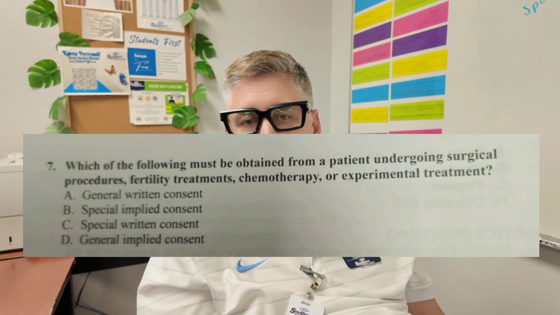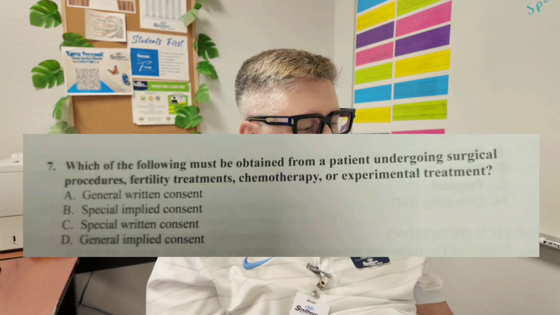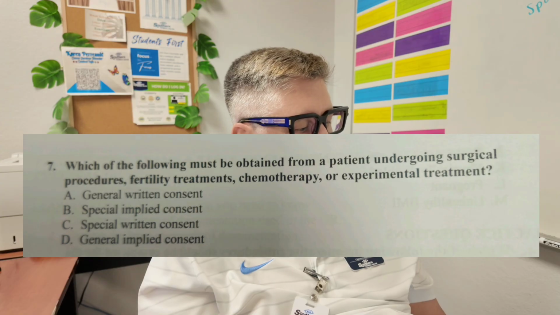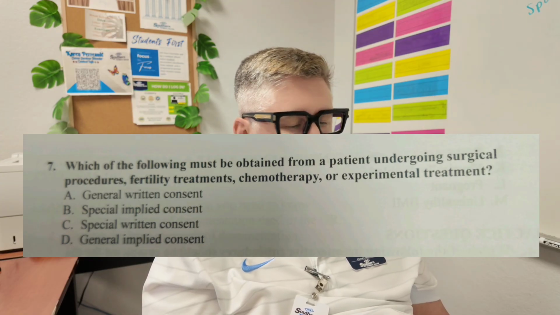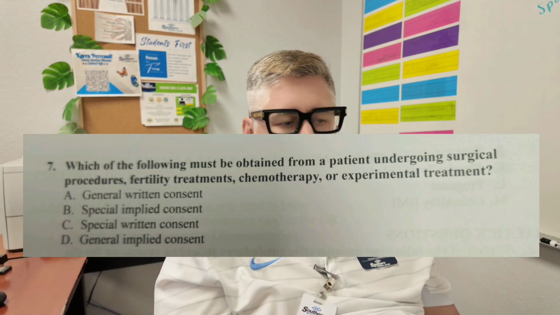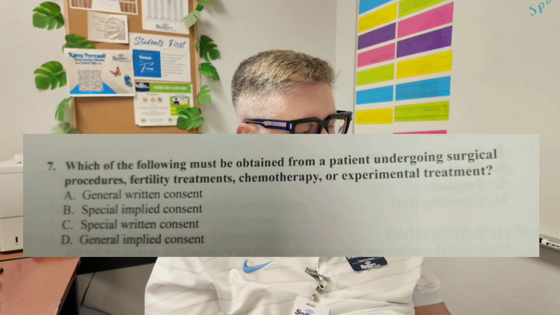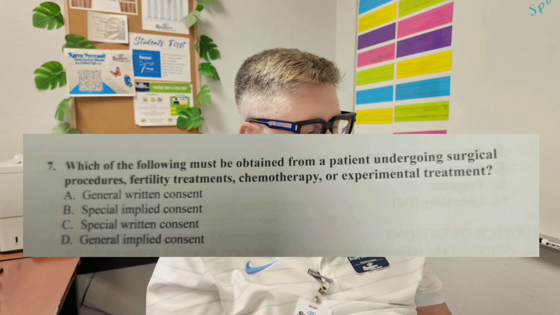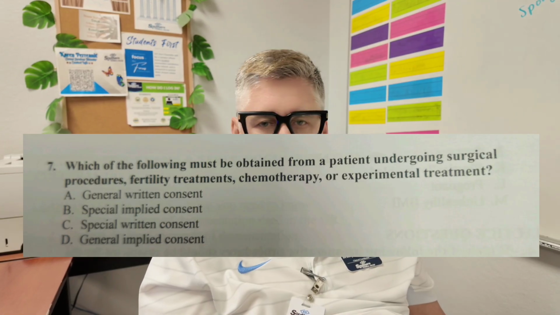Anyways, on to the next question, right? Question number 7, we'll pull that up on the screen. Which of the following must be obtained from a patient undergoing a surgical procedure, fertility treatment, chemotherapy, or an experimental treatment? Say that 10 times fast. Is it a general written consent? Is it a special implied consent, a special written consent, or a general implied consent?